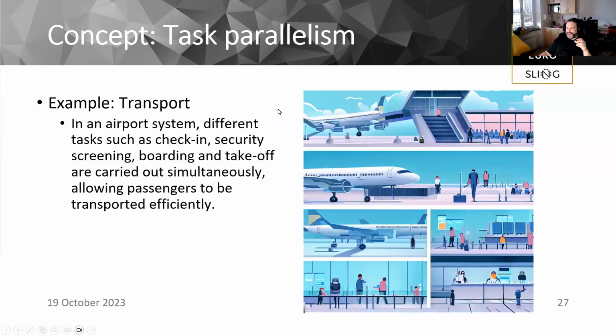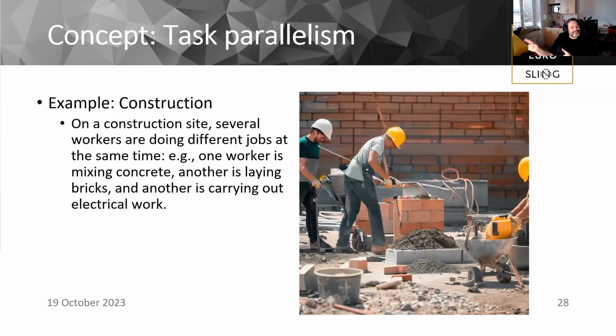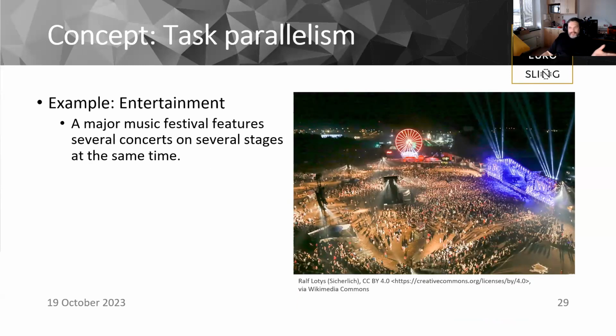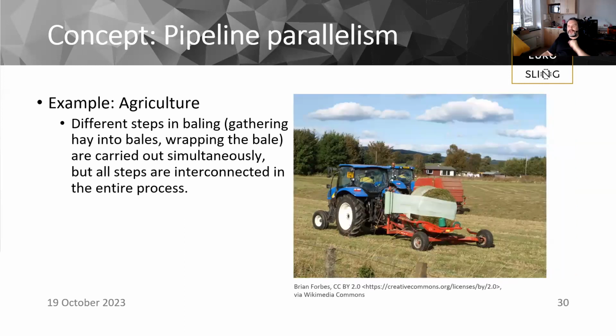Now in task parallelism, as you know, running an airport is a complex thing. Running a construction site is a complex thing, because some things cannot come before the other, so you have to synchronize that. Running a music festival is a complex thing. And now we go even further with this concept of task parallelism, and we look at pipeline parallelism.